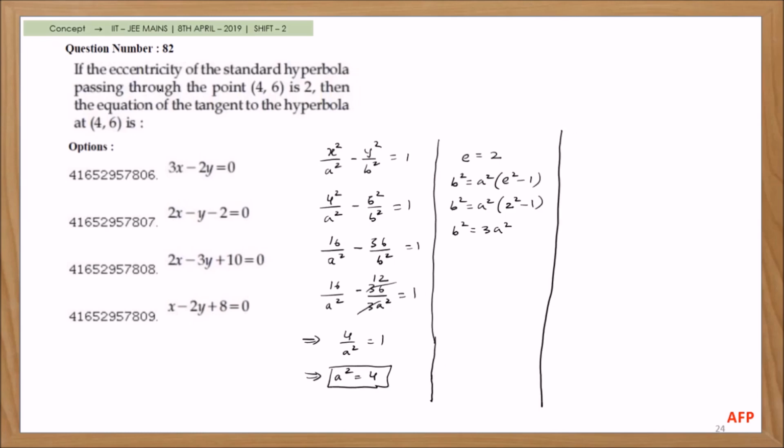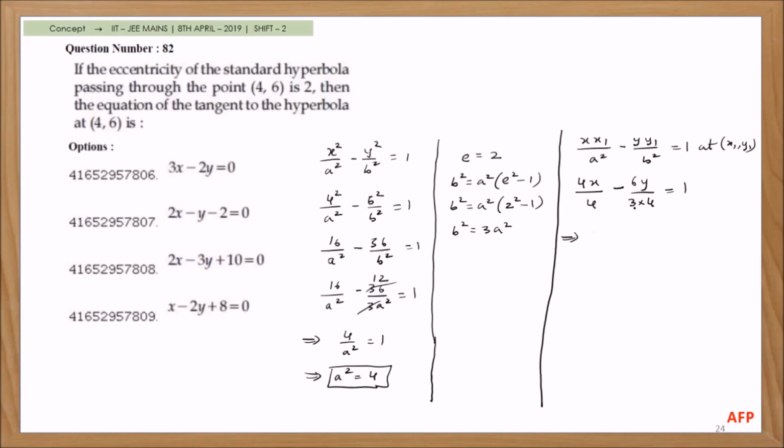Now the equation of a tangent is nothing but x x1 divided by a square minus y y1 divided by b square is equal to 1, at the point (x1, y1). So instead of (x1, y1) we have (4, 6). 4x divided by a square, which is 4, minus y1 is 6, so 6y divided by b square, which is 3 times a square, is equal to 1.